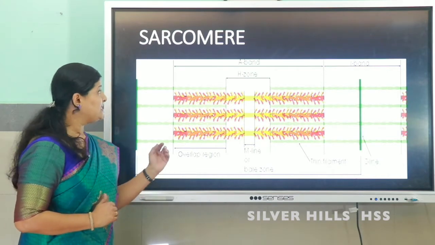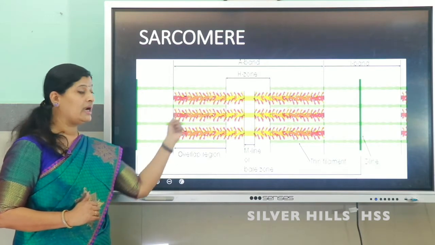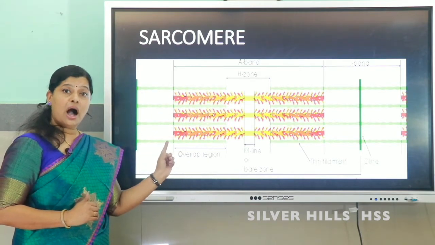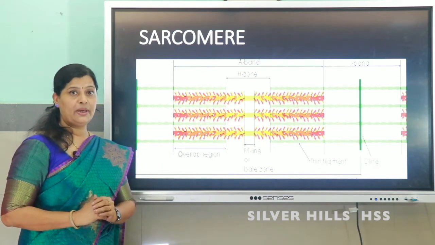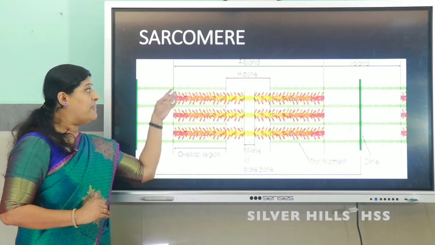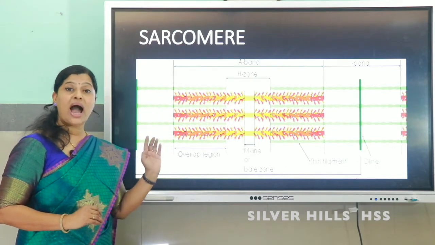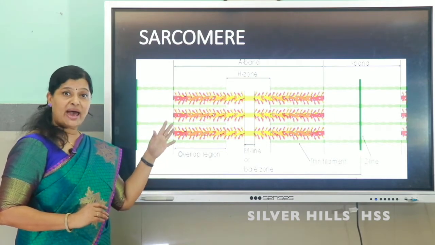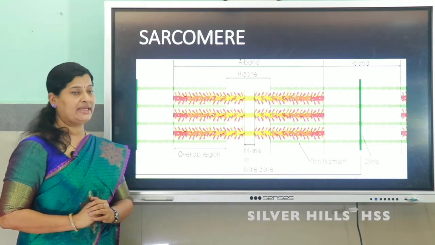So let's take the first band, that is the light band, the green color bands. These light bands are made up of a protein called actin. These bands are also called isotropic bands or I band. So you can call it light band or I band, which is made up of actin proteins.